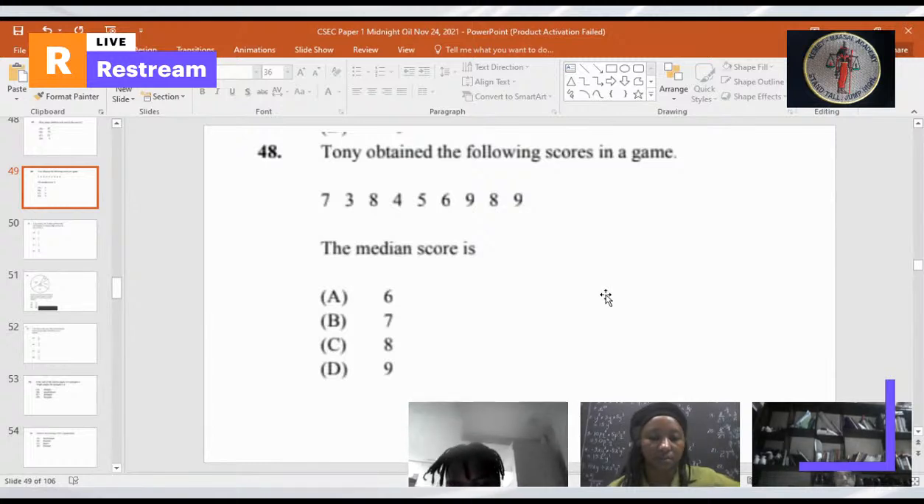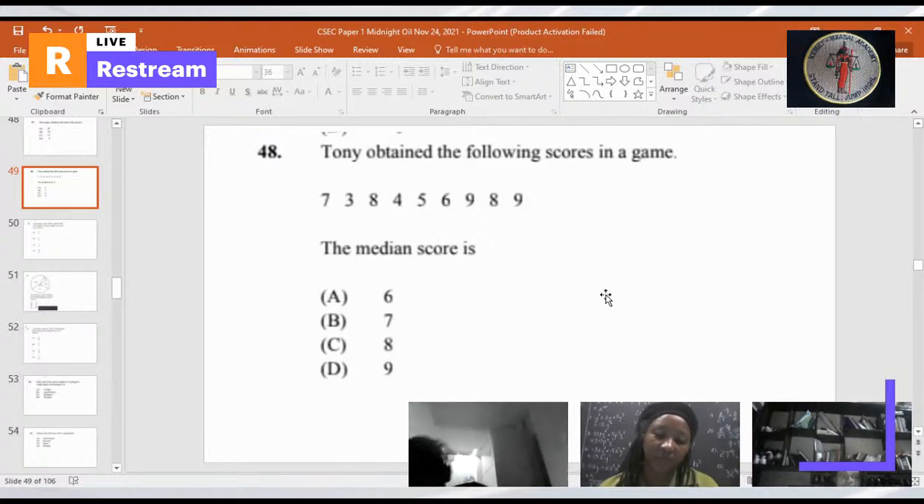Number 48. Tony obtained the following scores in a game: 7, 3, 8, 7, 3, 8, 4, 5, 6, 9, 8, 9. The median score is... So, Miss, when you're finding the median, you arrange them from smallest to largest. The one that's in the middle, that would be the median. You have to find the one that's in the middle. Right, so if you put them in order, which one is now in the middle?